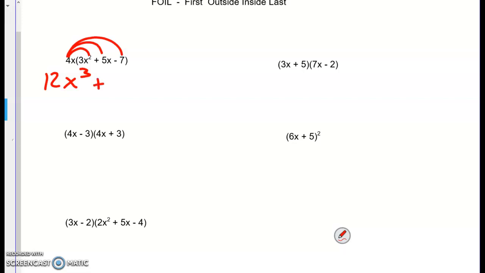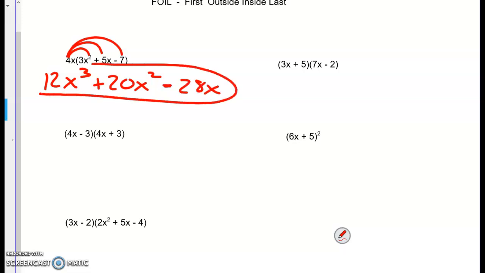4x times 5x is 20x squared, because 1 plus 1 is 2 on the exponents. And 4x times negative 7 is negative 28x. And that's the answer.